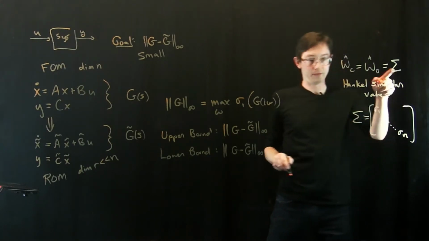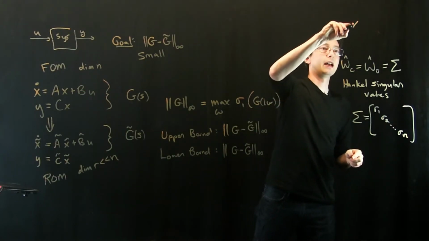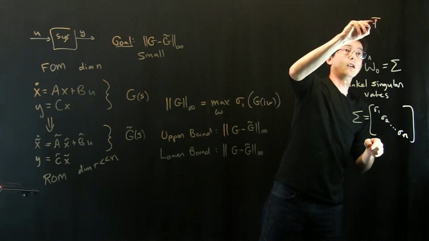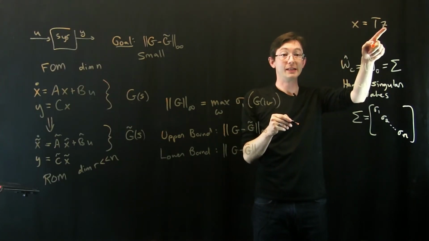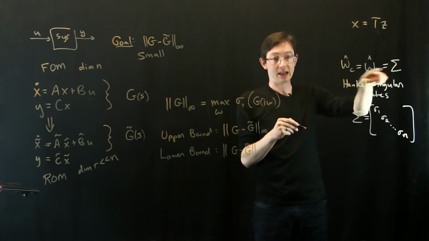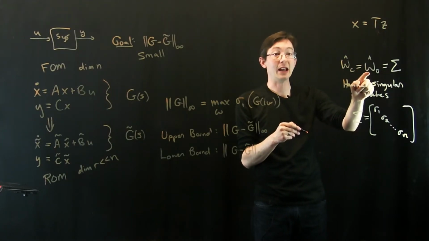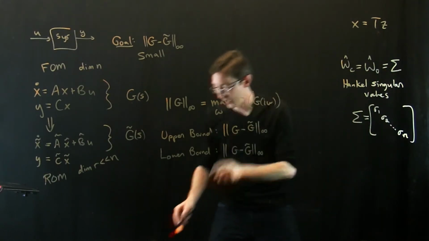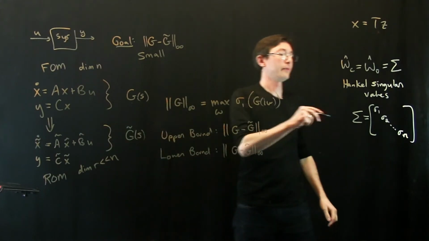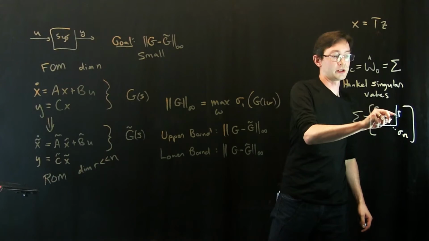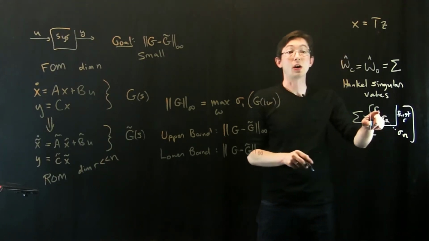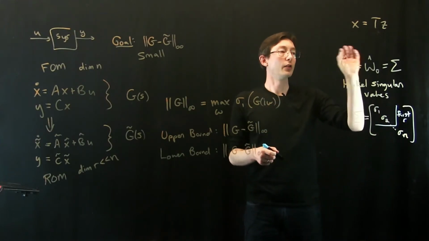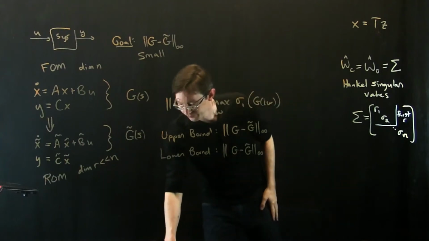In the original system, X is n by n. That's my high dimensional system. We transform this into balanced coordinates z. This is still n by n, and that's what I'm talking about here. This is an n by n Gramian, this is an n by n Gramian, this is an n by n diagonal matrix, so I have n singular values. And recall, what we do to get g tilde is we basically just chop this off at the first r. We take the first r of these and we throw away everything else. So these are called the Hankel singular values, the singular values of my high dimensional system.